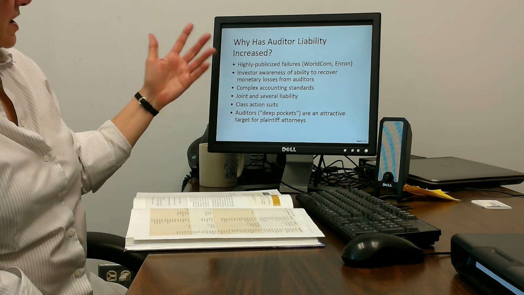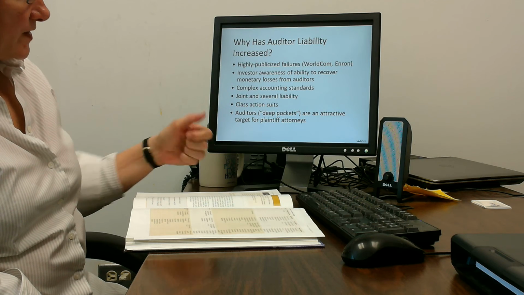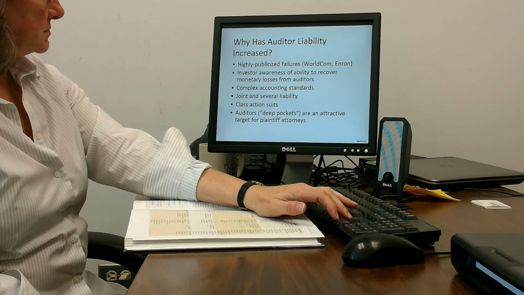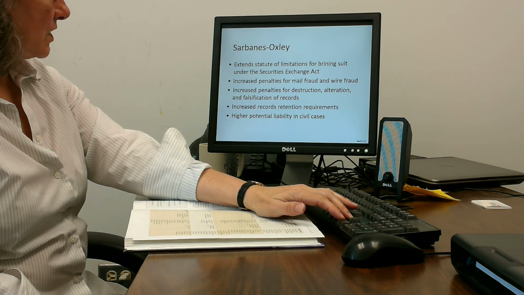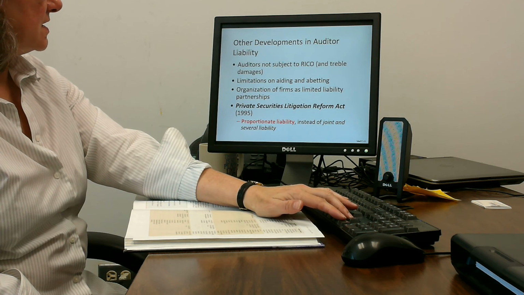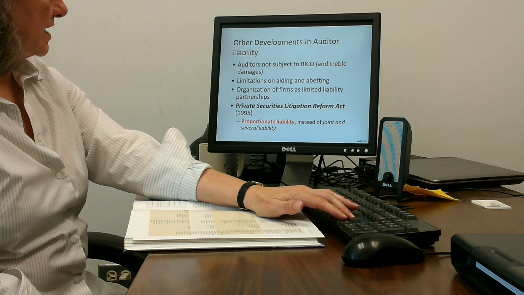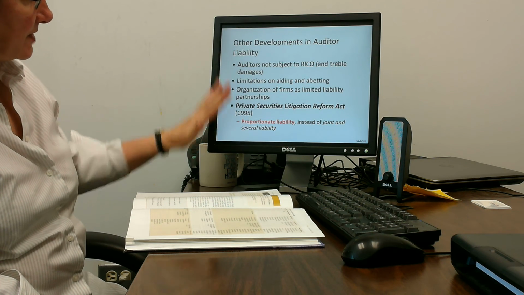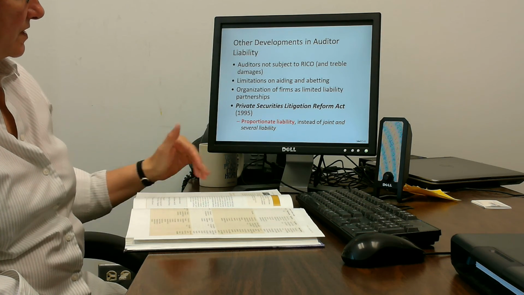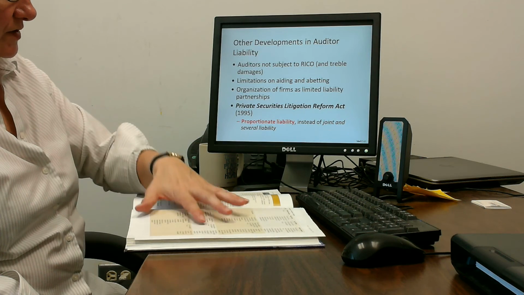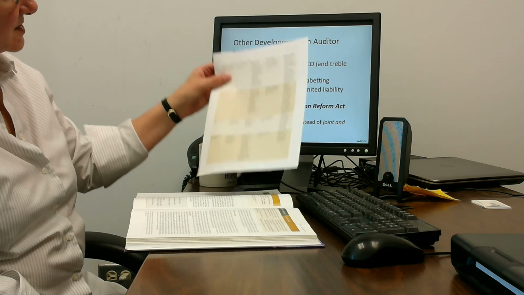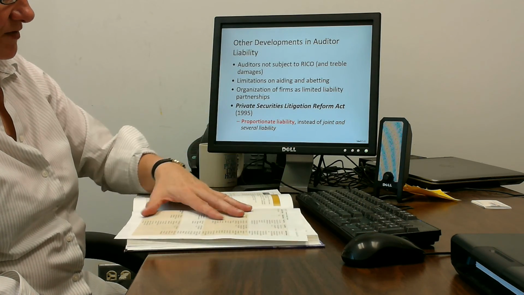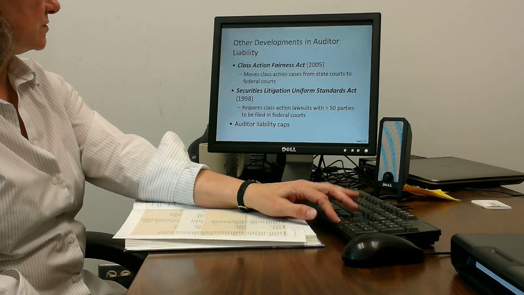Auditor liability has gone up and up over the years, so that's why it's important to understand that. Sarbanes-Oxley has increased it. Other developments in auditor liability, RICO doesn't come in. Basically, I'm not going to ask you about any of this stuff, but understanding Exhibit C2, summary of auditor liabilities, is crucial to you.